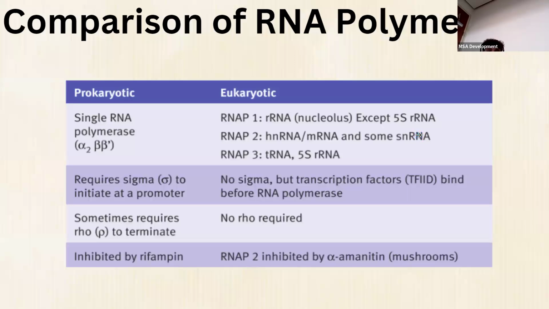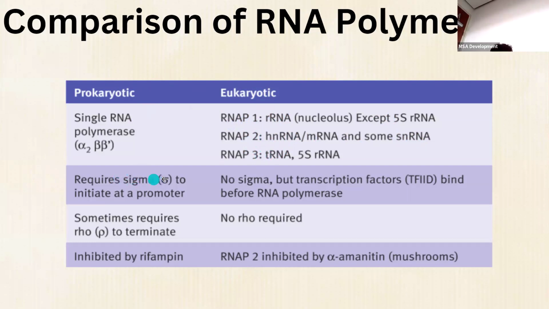Now, comparison of RNA polymerases. In prokaryotes, it's a single RNA polymerase. In eukaryotes, I have 3 types. RNA polymerase 1 is for rRNA. RNA polymerase 2 is for hnRNA and some snRNA. Number 3 is for tRNAs. Do you need to remember these? Yes, let's remember them to be on the safe side, okay?